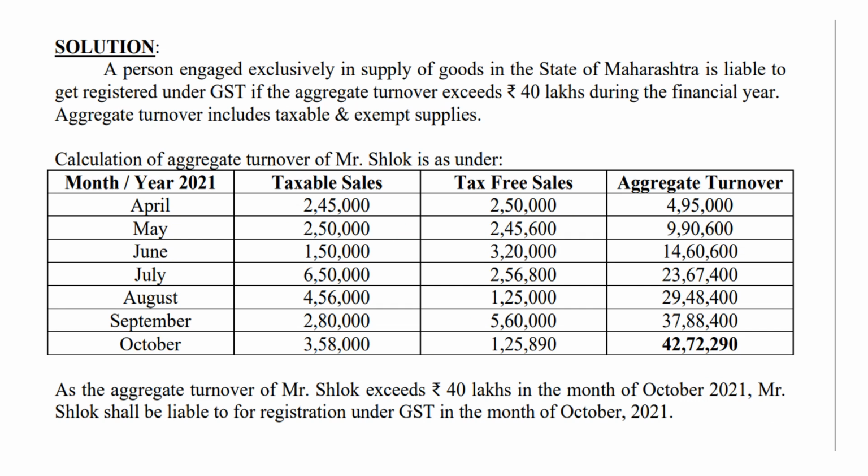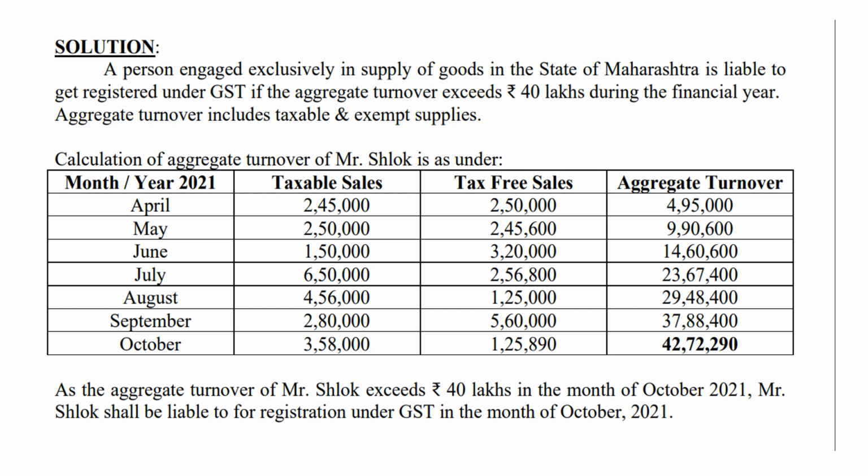So this is the solution for your problem, sir. A person engaged exclusively in the supply of goods in the state of Maharashtra is liable to get registered under GST if the aggregate turnover exceeds rupees 40 lakhs during the financial year. Aggregate turnover includes taxable and exempted supply. Calculation of aggregate turnover of Mr. Slok is as under. Months, then we have taxable sales, then tax-free sales, then aggregate turnover. So April, May, June, July, August, September, October.